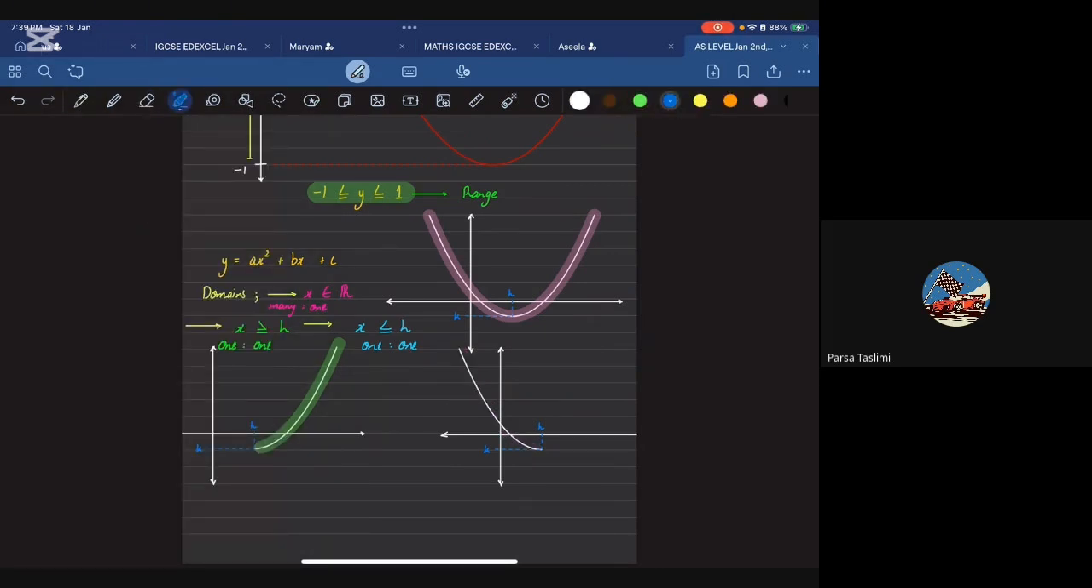So this time around, we're just going to be looking at this side of the graph.